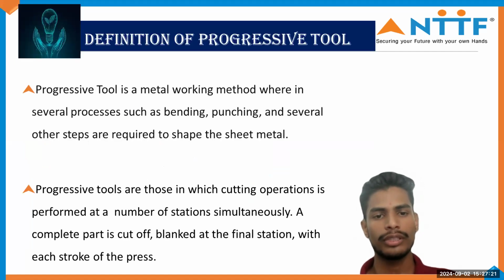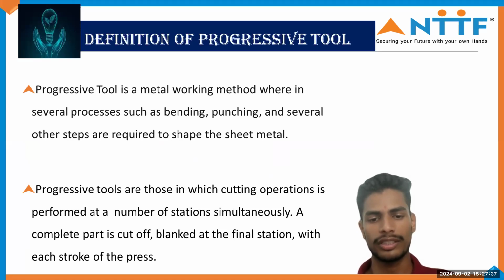Definition. Progressive tool is a metalworking method wherein several processes, such as bending, punching, and several other steps, are required to shape the sheet metal. Progressive tools are those in which cutting operations are performed at a number of stations simultaneously. A complete part is cut off, blanked, at the final station with each stroke of the press.